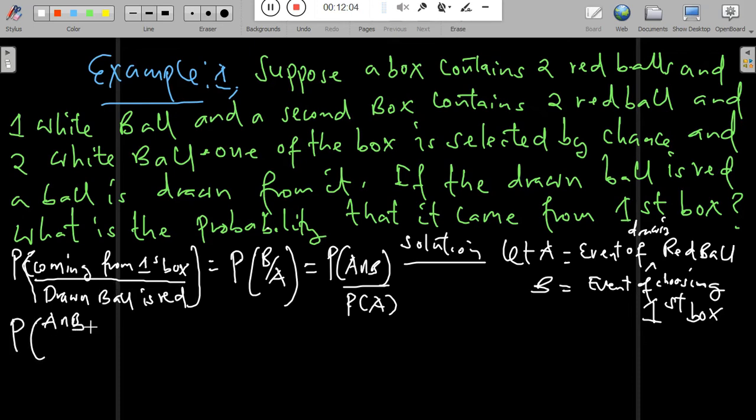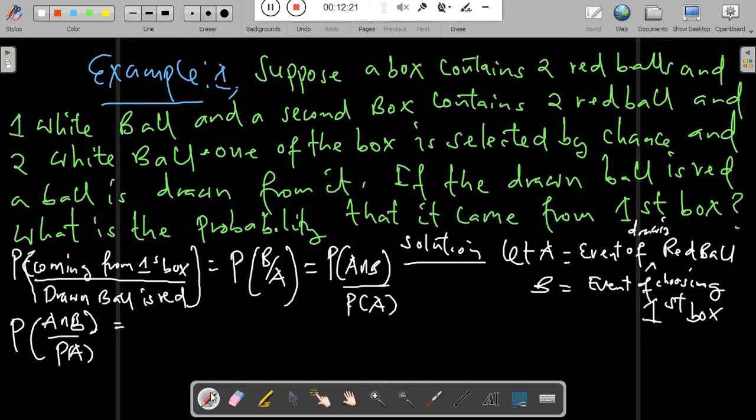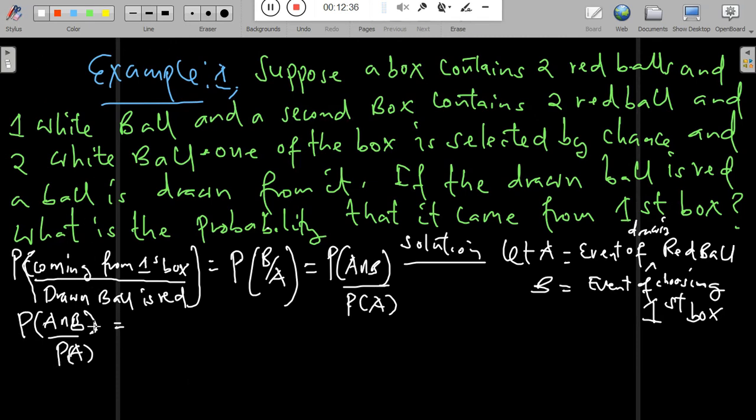So this is like to say that the probability of A intersection B given probability of A is equal to the probability of A intersection B. It's like to say we take out the probability of A intersection B over the probability of A, which is equal to the probability of A intersection B.